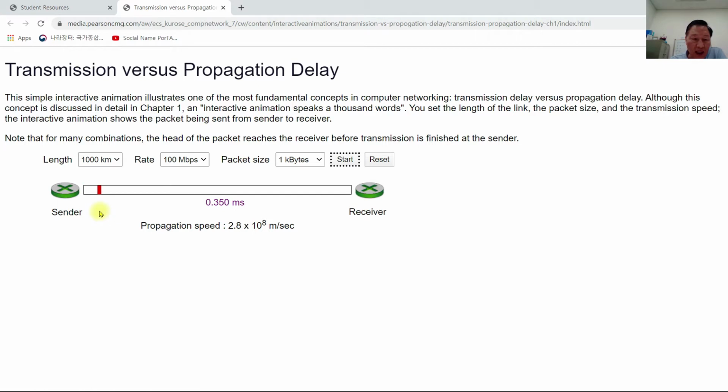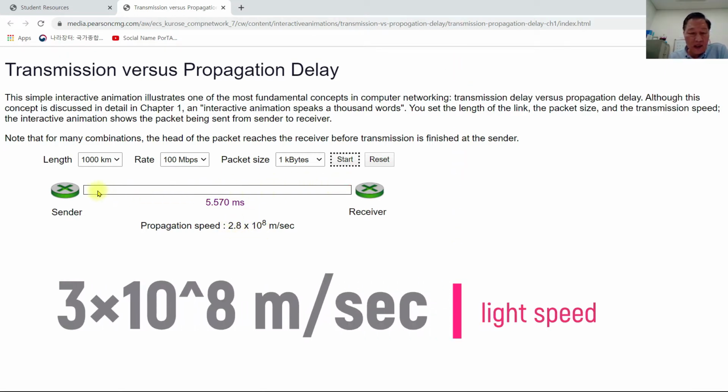Then you can see that it is being propagated and transmitted. That is from here to here. That is the propagation delay time. The speed is near the speed of light, because this is an electrical medium, which is different from free vacuum space. There, the light speed is not the same as here.